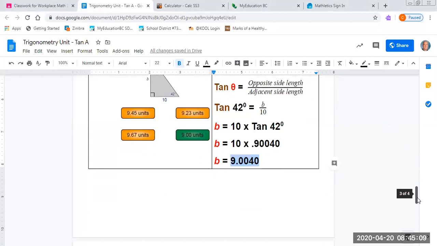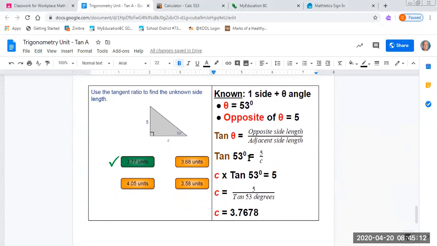So let's take a look at the last type of question. This time, what we're looking at is knowing just one side length, and that side length is the opposite side length, because it's directly opposite the 53 degrees. What we don't know is the adjacent side length. So what we have is we know the opposite side length, which is 5, and we know the 53 degrees that is theta. So we can plug that 53 in here for the theta, and we can substitute in the opposite side length here for 5, and then what we don't know, we're calling it C.